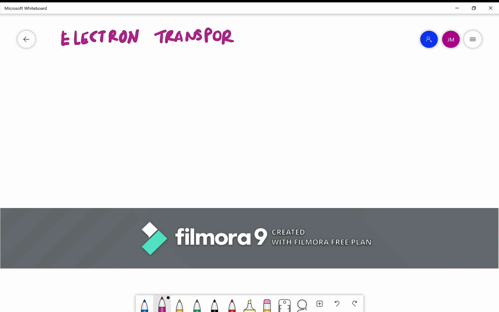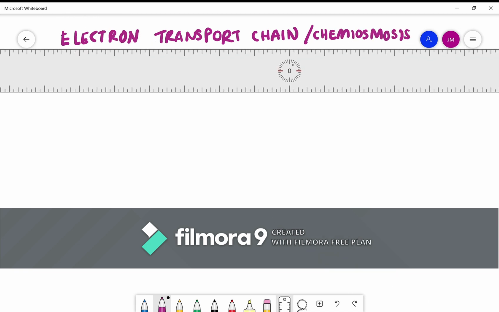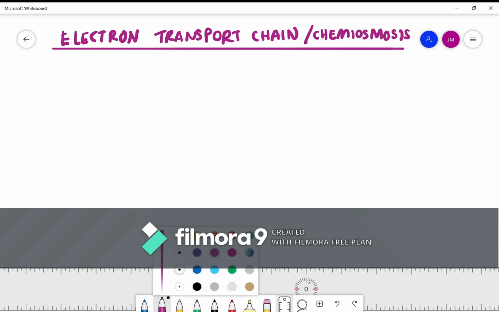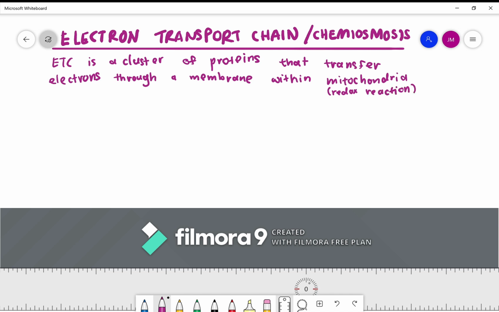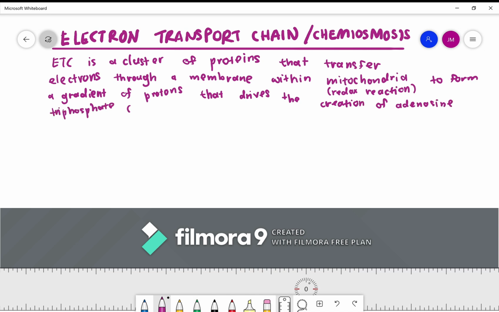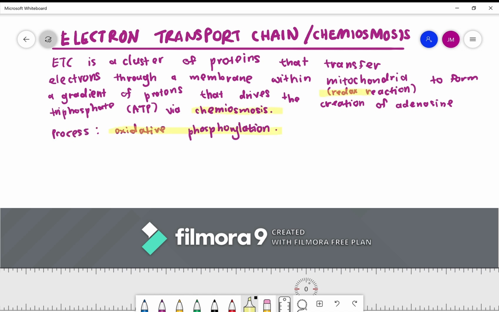Electron transport chain, or ETC, or even called chemiosmosis. The electron transport chain is a cluster of proteins that transfer electrons through a membrane within mitochondria where the redox reaction occurs to form a gradient of protons that drives the creation of adenosine triphosphate (ATP) via chemiosmosis, and the process involved is oxidative phosphorylation.